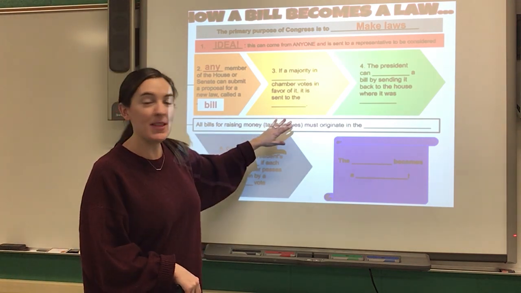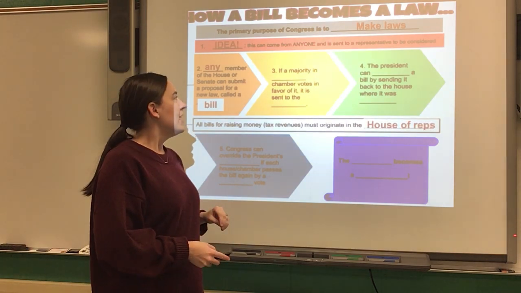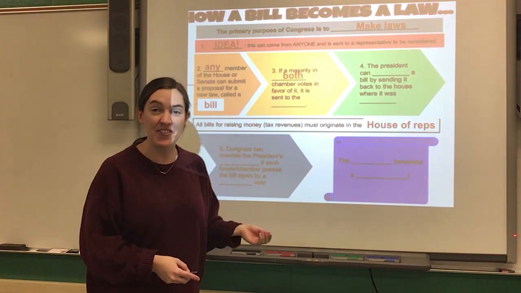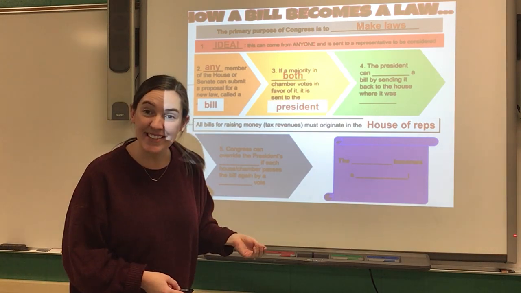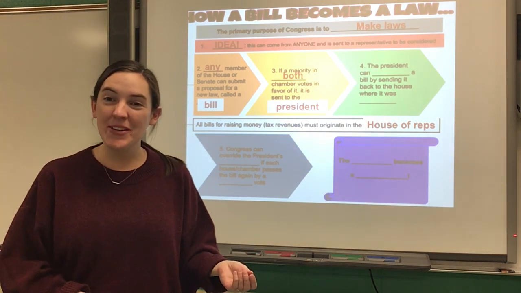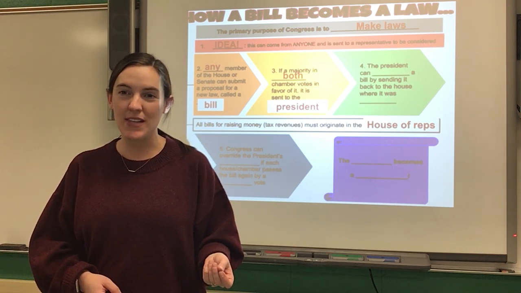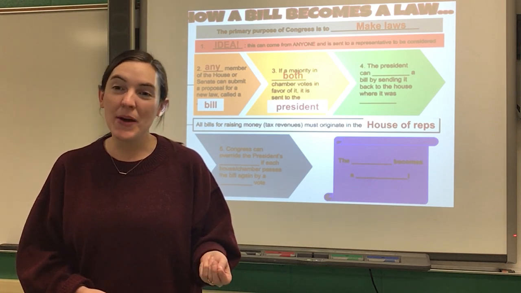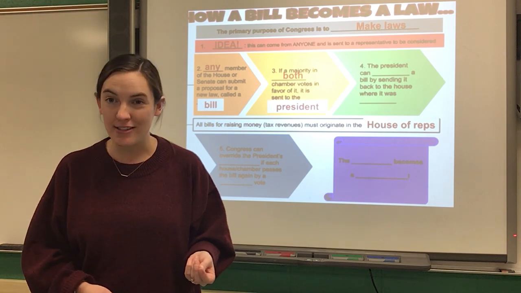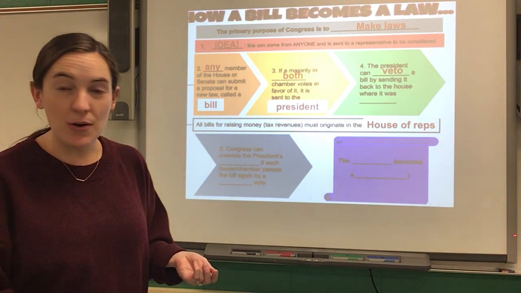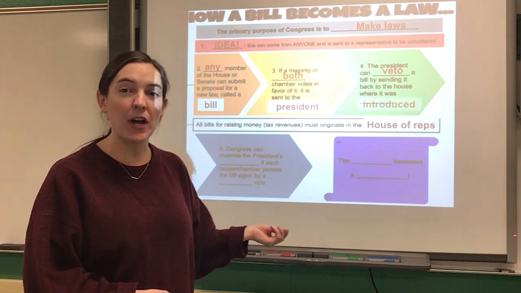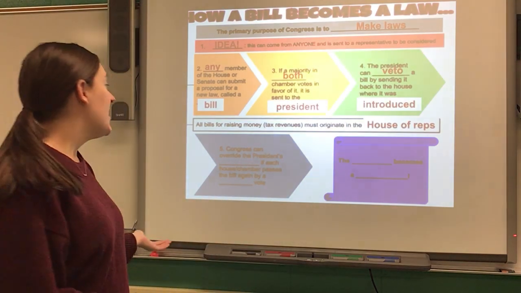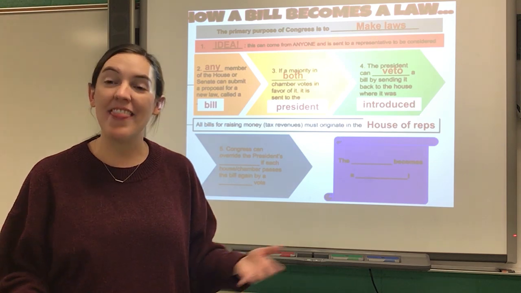Now, step three, right in the middle. If a majority in both chambers votes in favor of it, it is sent to the president. Majority means 51 in the Senate and 218 in the House of Representatives must vote in favor of that bill for it to go to the president's desk. Then the president has a really important job. They have two options. The president can veto the bill by sending it back to the House where it was introduced. The other option is for the president to just approve of the bill and then it becomes a law.